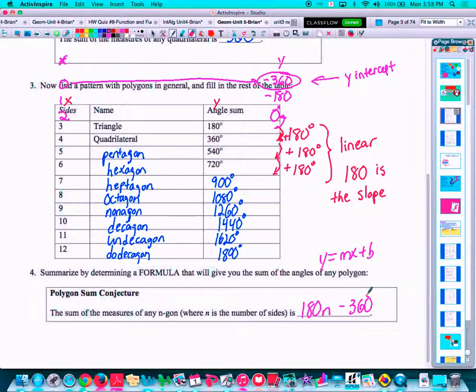We can use this to calculate the angle sum for any polygon. So if I wanted to know for a 10-sided polygon or a 20-sided polygon, let's say 20, I would take 180 times 20 minus 360, and that would give me the total angle sum for a 20-sided polygon. If I wanted to know for a 1,000-sided polygon, I take 180 times 1,000 minus 360, and that would be the total angle sum for a 1,000-sided polygon.